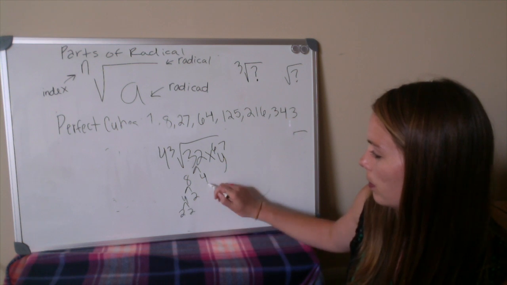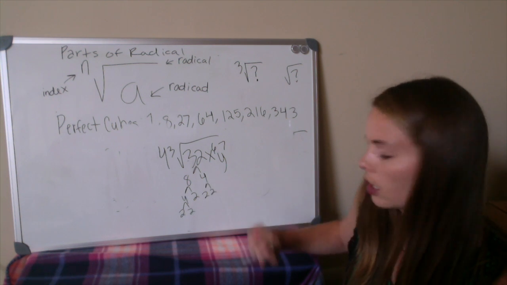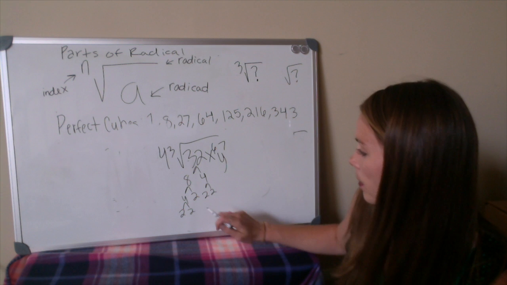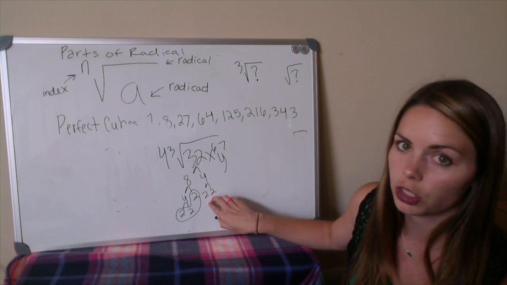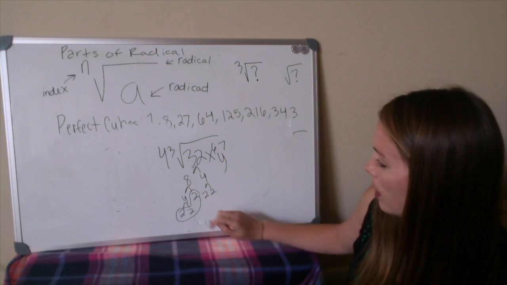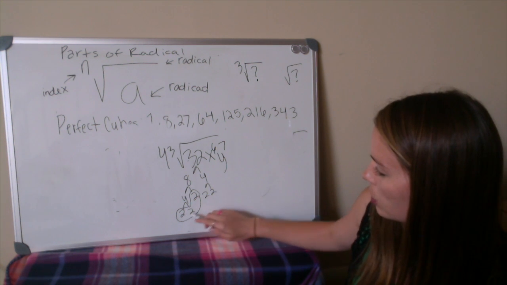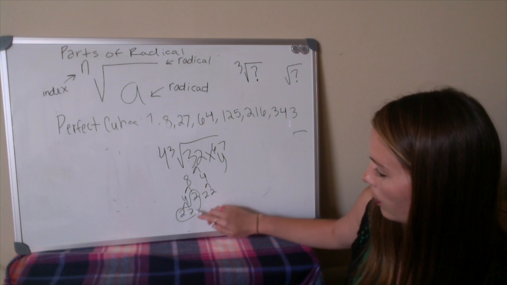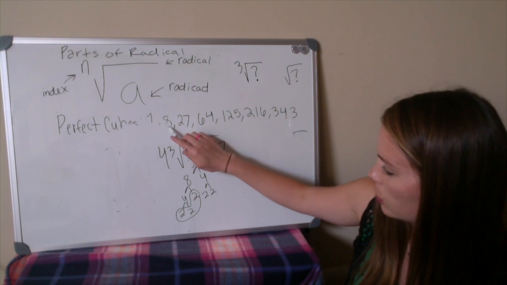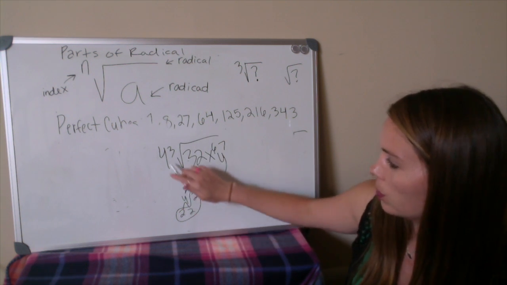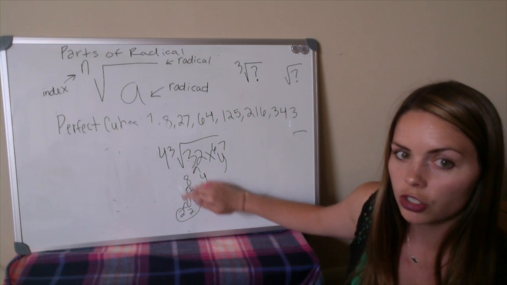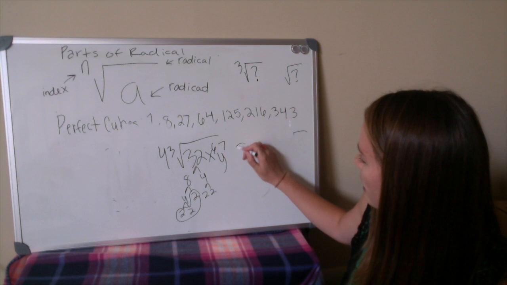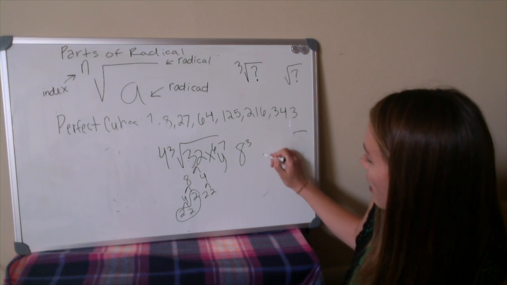2 and 2, 2 and 2. So we need 3 numbers here that are the same. We have 3 2's, and we only have 2 left over, so we don't have those 3 of those. So what is popping out is a 2, because that represents 8 right here, and the cube root of 8 is 2. So we're popping out a 2. 2 times 4, since 4 is sitting out there, it's affecting it.